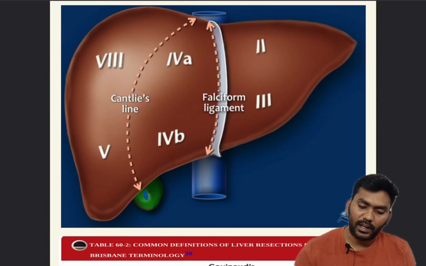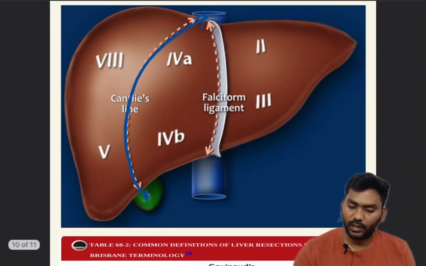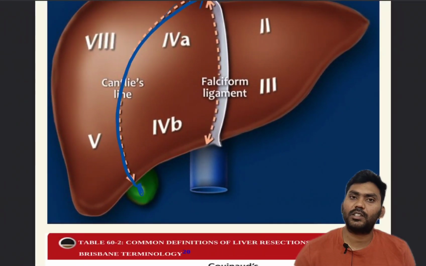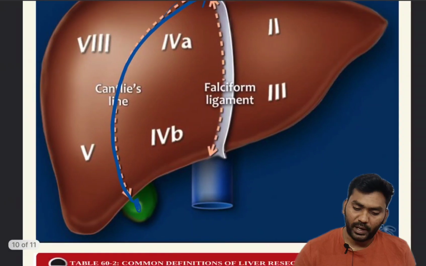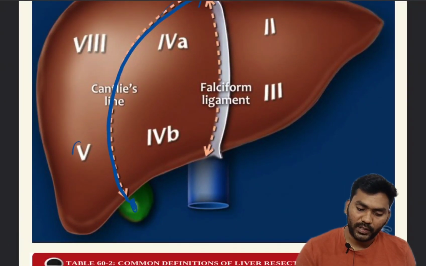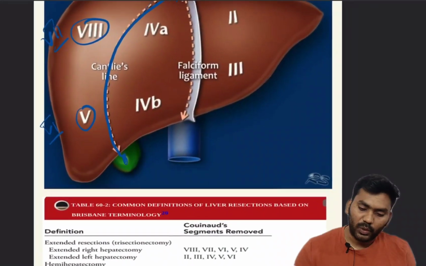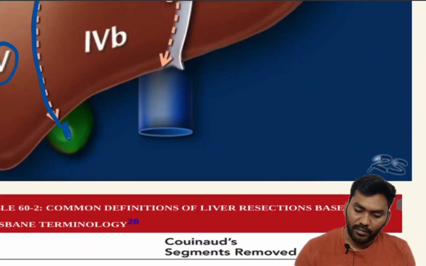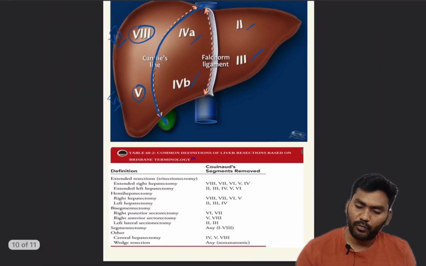We already discussed Cantlie's line is extending antero-posteriorly from the GB fossa to the IVC. This will divide the liver into the right half and the left half. Based on this, the surgical resections of the liver are classified. The right hepatectomy includes resection of segment 5, segment 8, segment 6 and segment 7. Left hepatectomy includes removal of segments 2, 3, 4A and 4B.